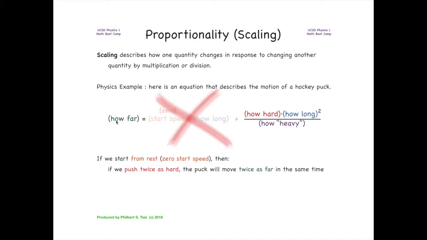Our equation then tells us that we have a linear proportionality between how far the puck will move and how hard we push it, with this being the proportionality constant k. So if we push twice as hard, the puck will go twice as far in the same amount of time, assuming the puck does not change its weight. Instead, we could change how long we push the puck for. If we don't change the force and we don't change how heavy the puck is between different experiments in this scenario, then this ratio becomes our proportionality constant k.